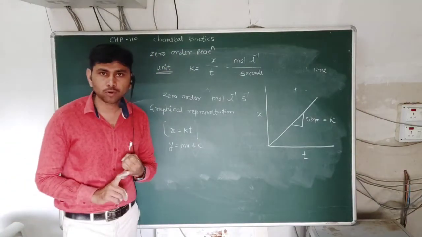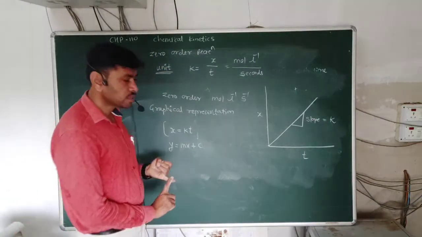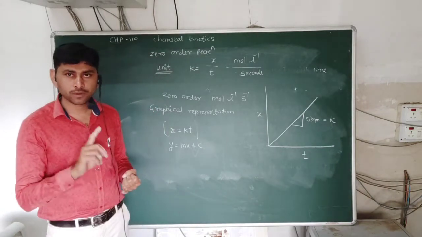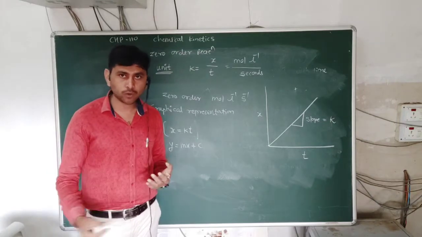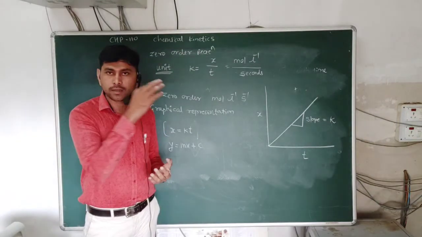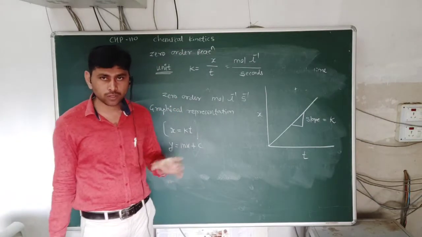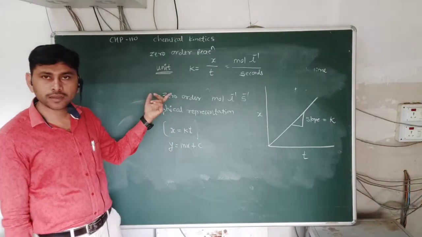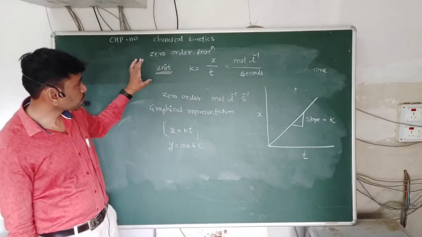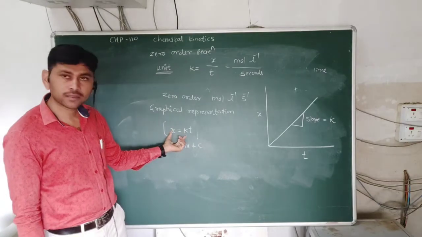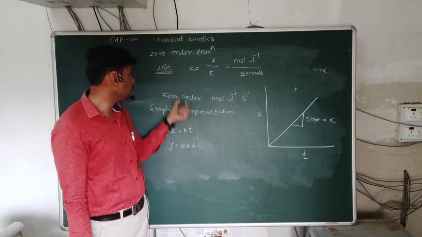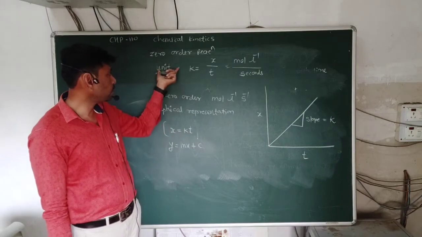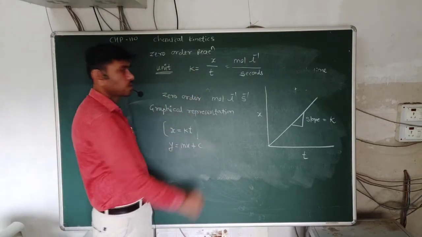In a zero order reaction, the concentration of reactant remains constant as time passes. When time goes on, the concentration of reactant doesn't change. Depending on this, we obtain the rate equation for zero order reaction, that is x is equal to kt, from which we find the unit for zero order reaction.